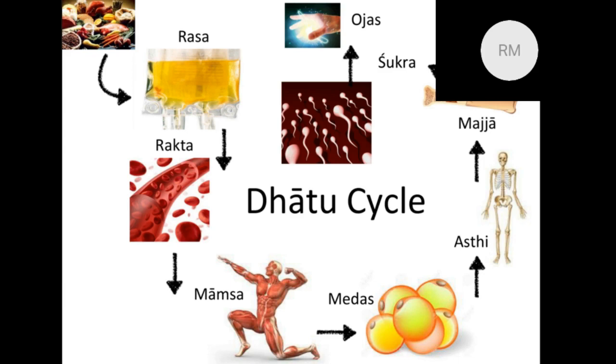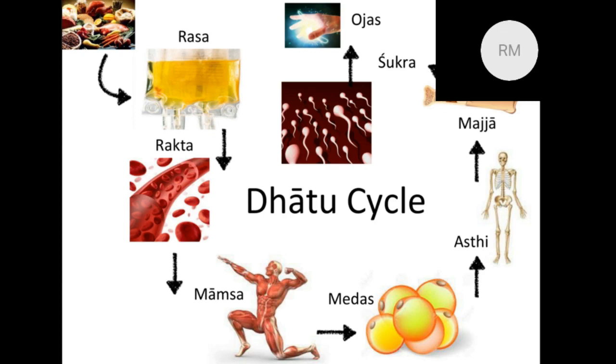So the final product of this digestion and metabolism is the ojas. So you can just imagine this is how it happens. You take some food and you cook it, you remove the waste, and from what remains, the essence that remains, we again cook it and we remove waste.